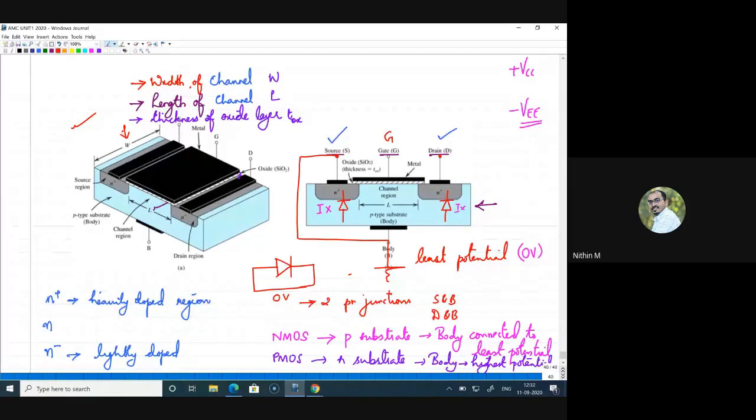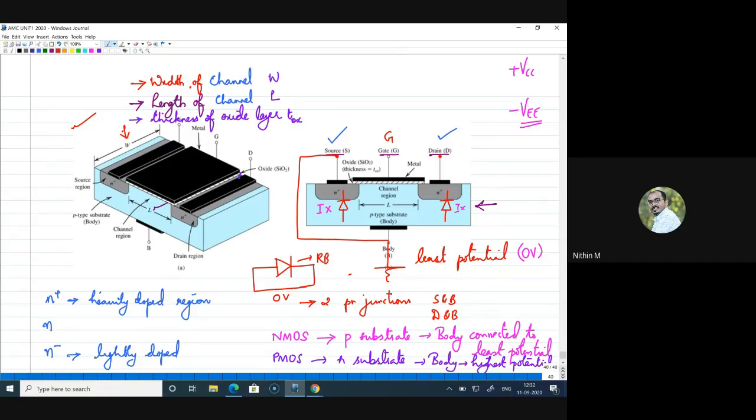That means there is 0 volt. The diode will be reverse biased. If it is reverse biased, there will not be any current flow, right? That also is possible. So if we have multiple supply voltages available, you can do that. If that is not there, generally we will short the source terminal to the body terminal, right?